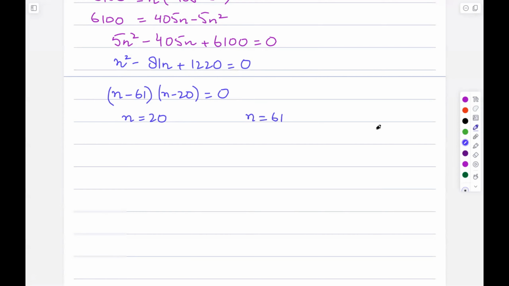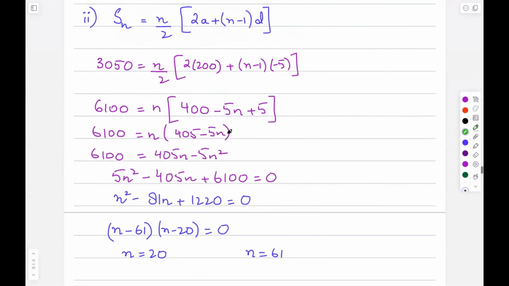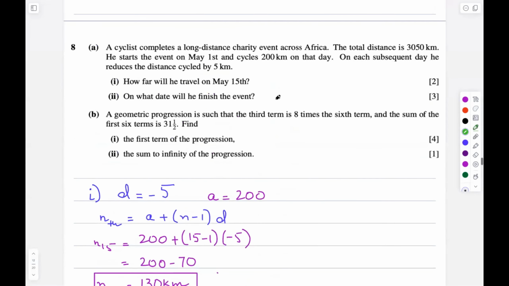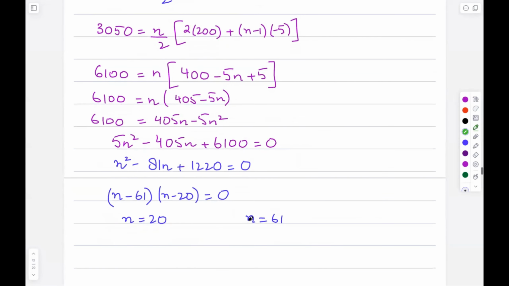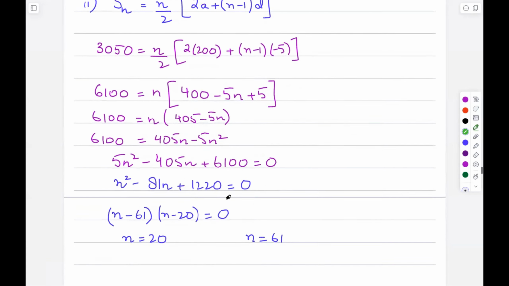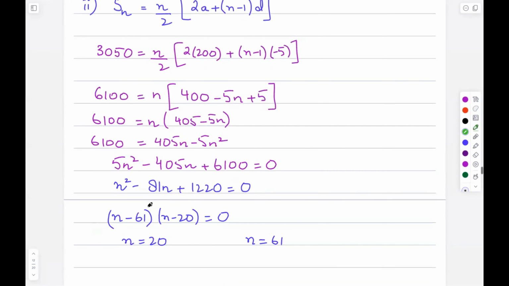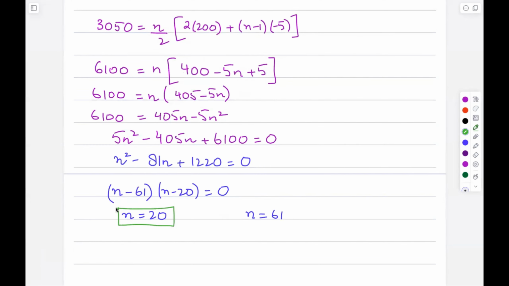Now we have to decide which of these values of n to take, as both of them are giving the sum equal to 3050. But if we take n as 61, in that case our terms will become negative. As we are starting from 200, it will keep on decreasing by 5 kilometers each day. So if we take the 61st term, the distance traveled will become negative. So the value of n that we'll have to take is n equals to 20, as when n is 61, the distance traveled on that particular day will be negative. So we will not be taking n equals to 61.